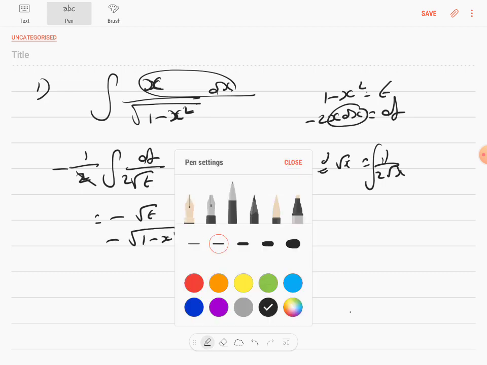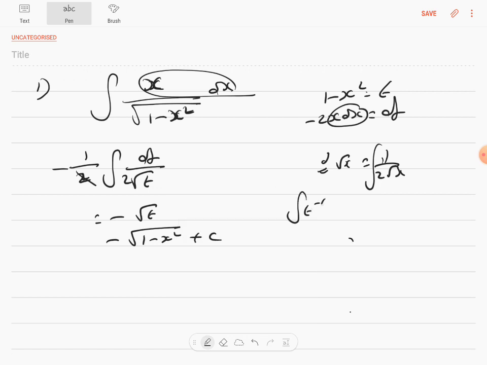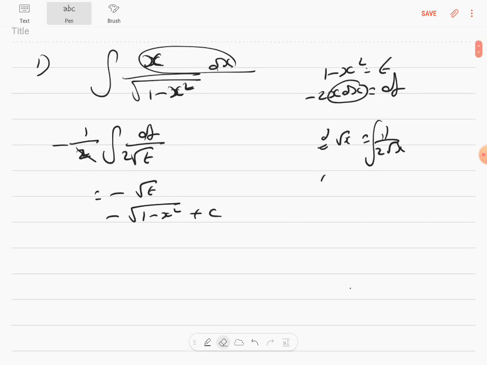Of course you could have done this as t to the power minus half into dt, which is t to the power minus half plus 1 by minus half plus 1, but the shortcut is, as soon as you see 1 by 2 root t, the integration is root t, because the differentiation of root t is 1 by 2 root t, and so this is the reverse of it.